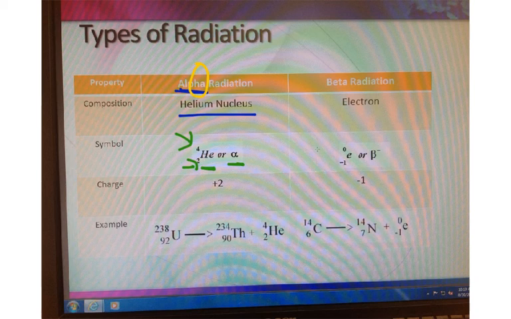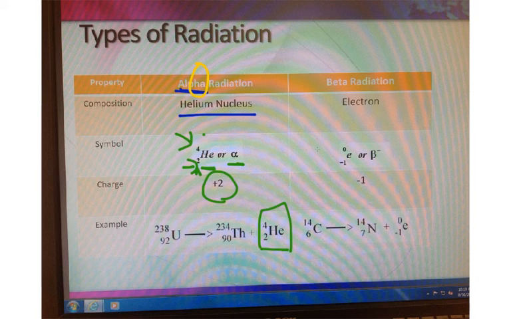Because it's the helium nucleus, it is made up of 2 protons and 2 neutrons, so that's where it gets its mass of 4. The 2 protons give it what you would think of as the atomic number, but that's actually the charge of 2. So when you look at this, it's got a +2. Then how you can look at the example is you just try to find one of these particles in a formula, and here's your alpha particle. So this would be an alpha radiation reaction.